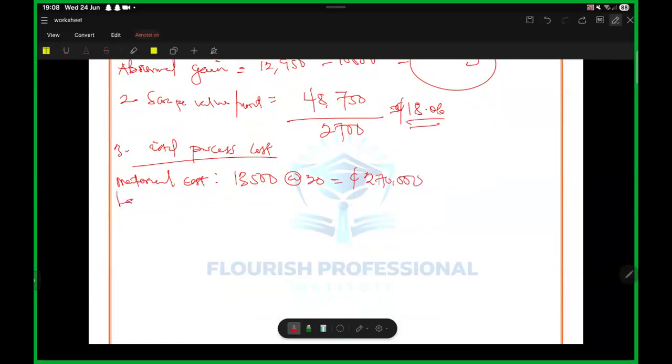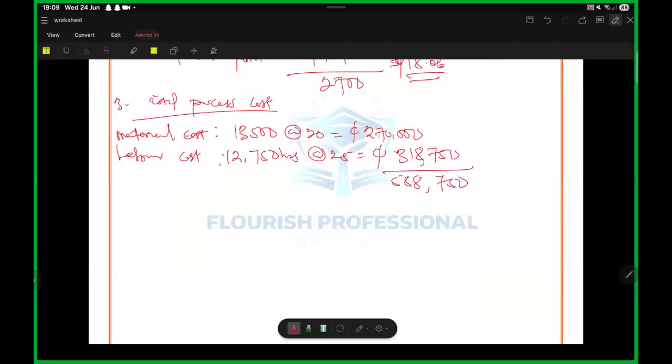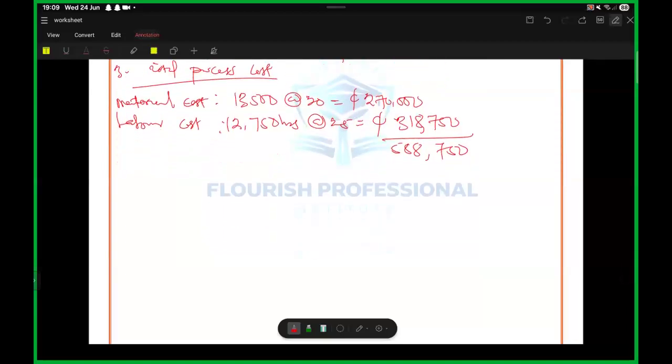We were given labor in the question. Very simple. Labor cost is also 12,750 hours multiplied by 25, which when you compute, you are going to get 318,750. Now the sum of these two, we were not given direct expenses, so the sum of these two will give us 588,750.